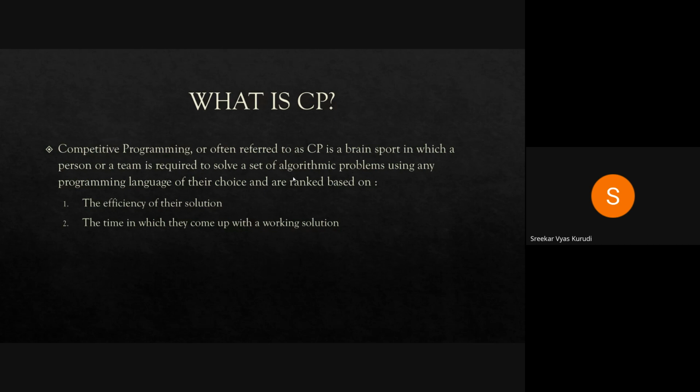What is CP? Competitive programming is popularly referred to as CP. Wherever you go, you find people calling it CP, CP, CP, and stuff. So CP is basically competitive programming, and it is a team sport in which a person or a team will be given some algorithmic problems, and then you are supposed to code the solutions to it.